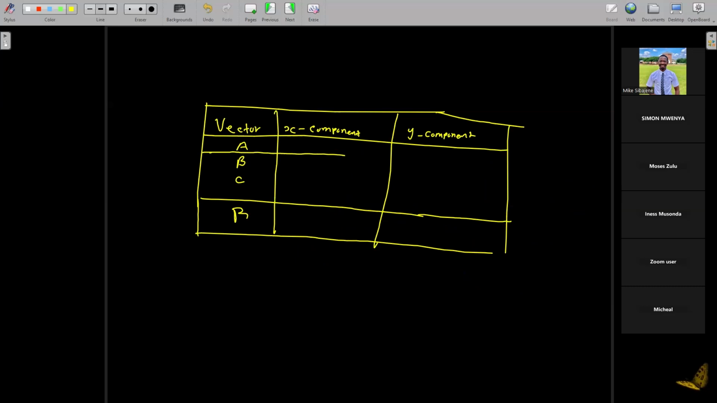Let's say we have A, B, and C. The x component of that part is given by r cosine theta, which is 3 cosine 20. When you punch it on your calculator, you get about 2.81. Then the y component is 3 sine 20 degrees. When you punch it on your calculator, you get something like 1.03. I hope we are verifying our numbers.